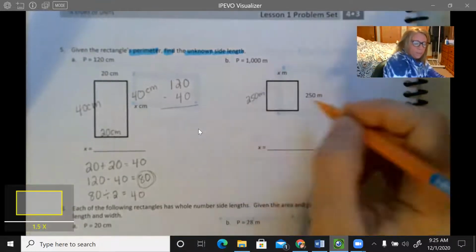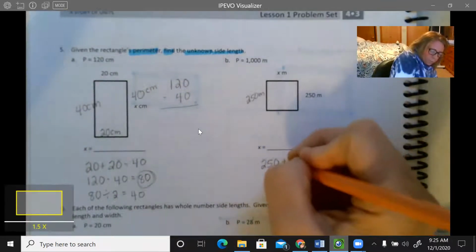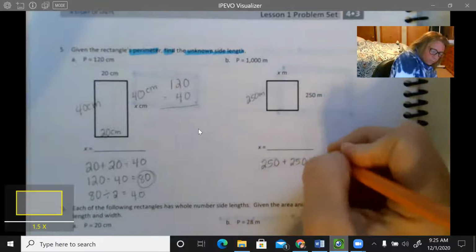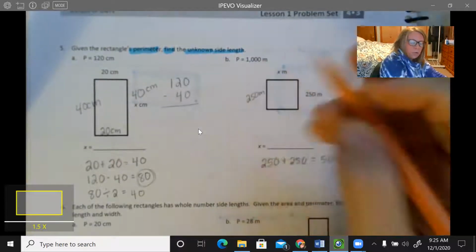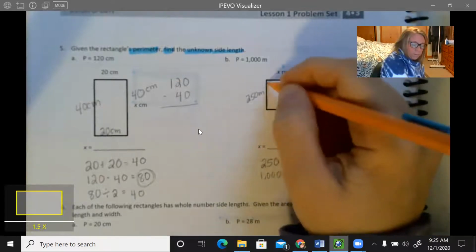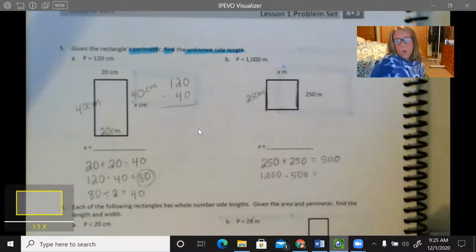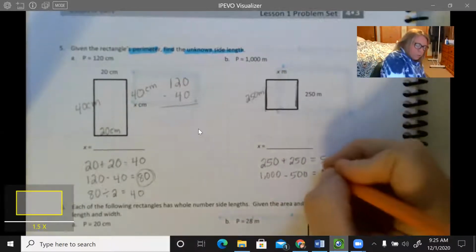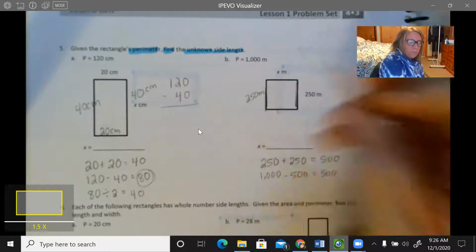I hope you said add up the sides that we know. So 250 plus 250 equals 500. Next, I take my total, which is 1,000, and I'm going to take away the two sides we already accounted for. 1,000 minus 500 equals 500. So now I have 500 meters to divide equally between two sides.